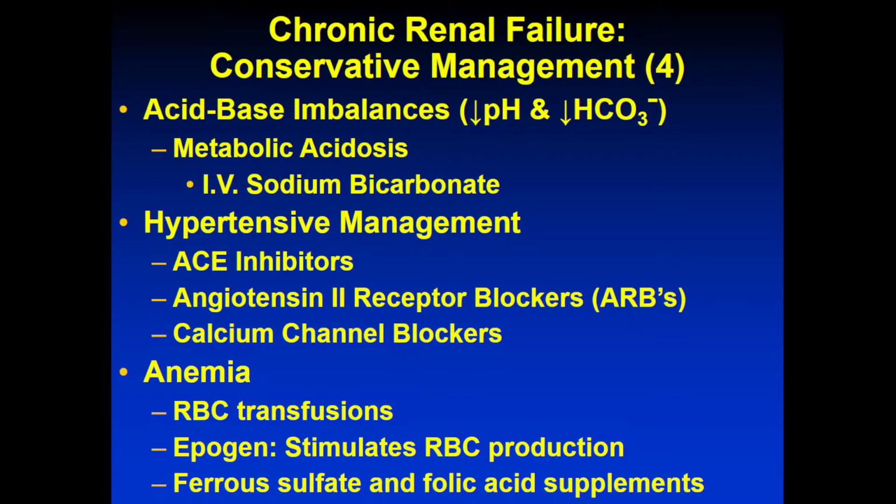How have we to treat hypertension? We use ACE inhibitors, angiotensin II receptor blockers, ARBs, and calcium channel blockers, CCBs. Anemia. We can control it with red blood cell transfusions, usage of Epogen, which stimulates the production of erythrocytes, and ferrous sulfate and folic acid supplements to treat anemia.